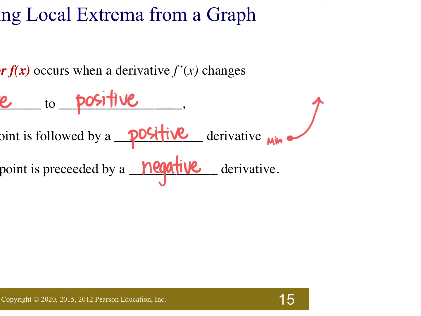Or a right endpoint preceded by a negative derivative. So here's my right endpoint, and that means coming towards it is a negative derivative. So that's also got to be a min because it's at the bottom.